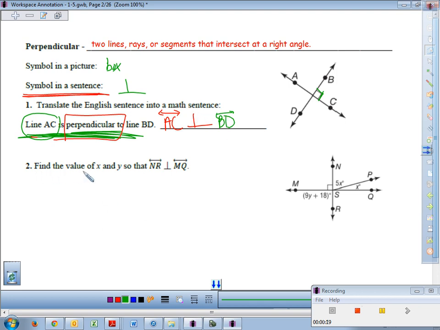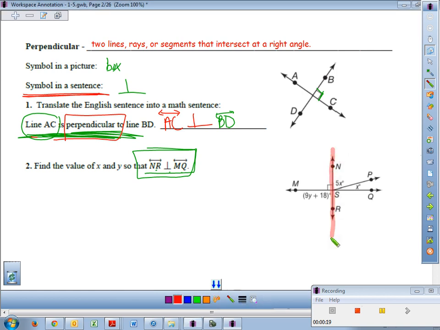So let's see what this says. It says, find the value of x and y so that, how would you read that out loud? Line NR is perpendicular to line MQ. It's one of those things, if you don't know what the symbols mean, you're not going to know how to do the problem. Cool? So they're saying line NR. Let's do a little finding. Line NR right here. I want it to be perpendicular to line MQ. Well, if they're perpendicular, what do you know about them? They intersect at a 90-degree angle.